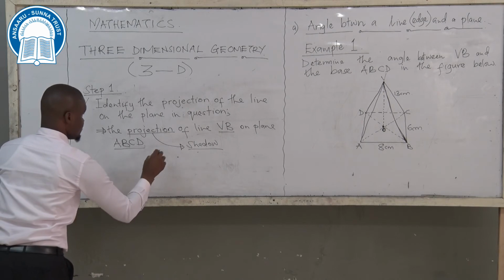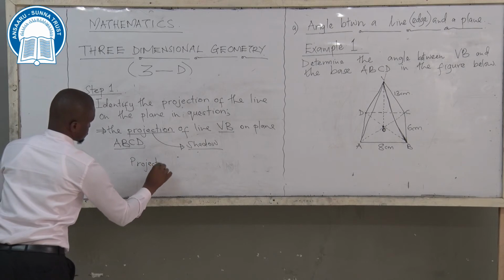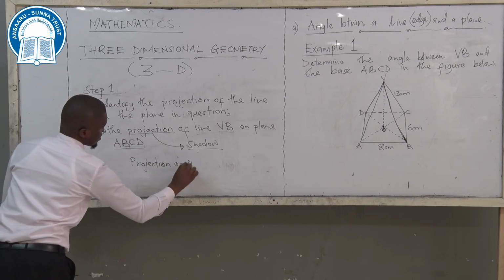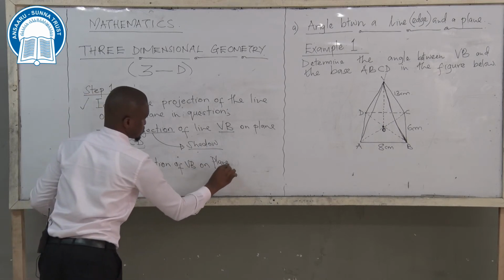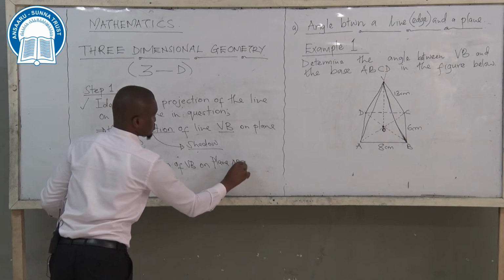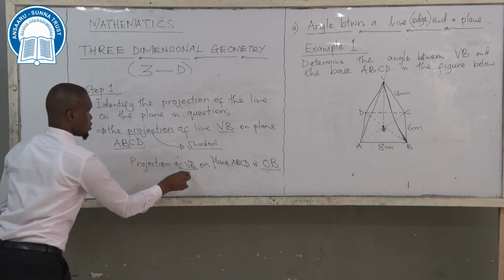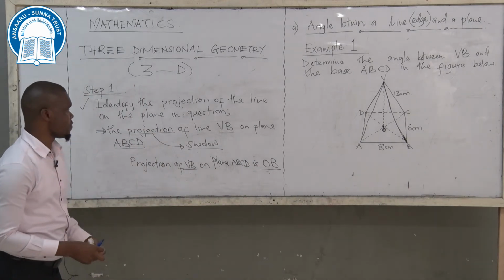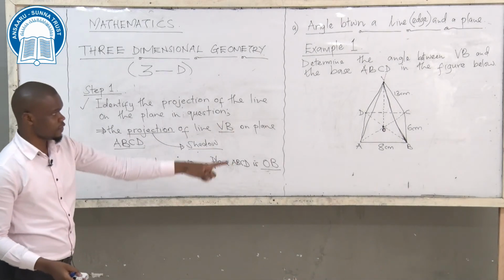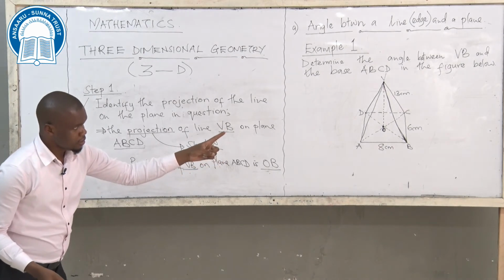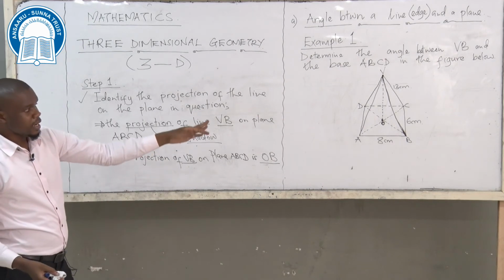the projection of VB on plane ABCD is what? Is OB. So the shadow of VB falls on ABCD, but exactly on line OB. That is from the center of the base, that is the rectangle below there, and OB.